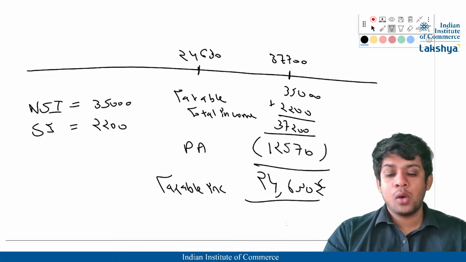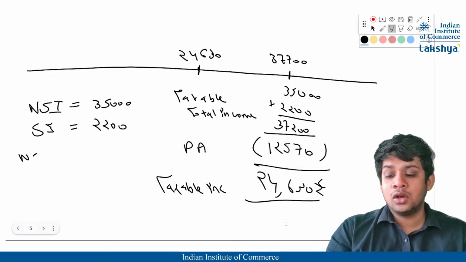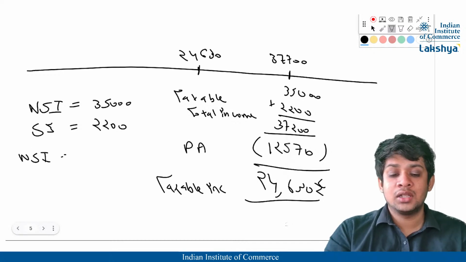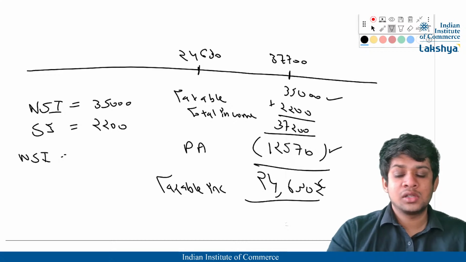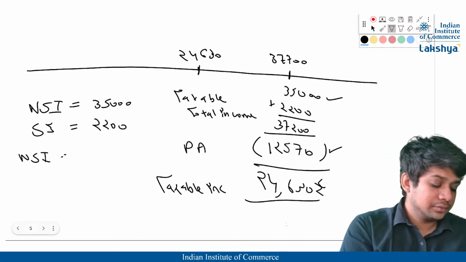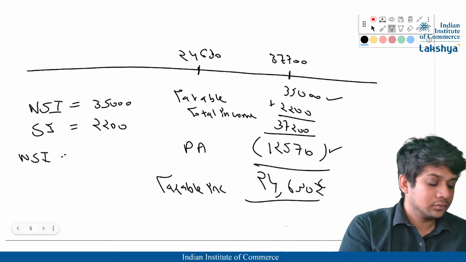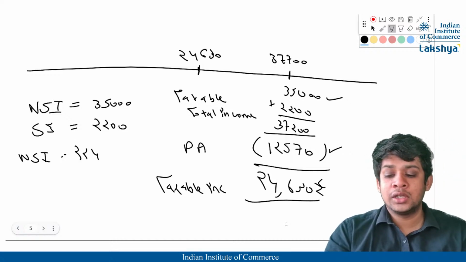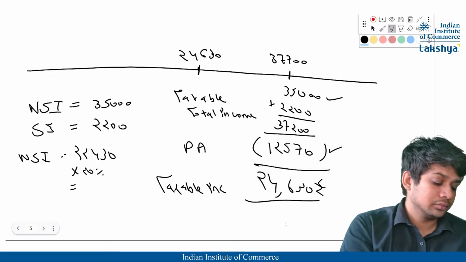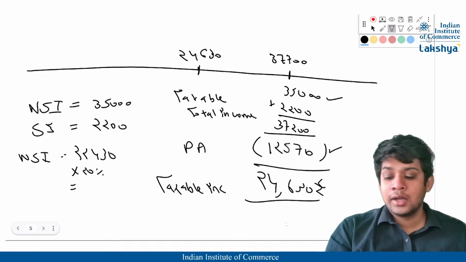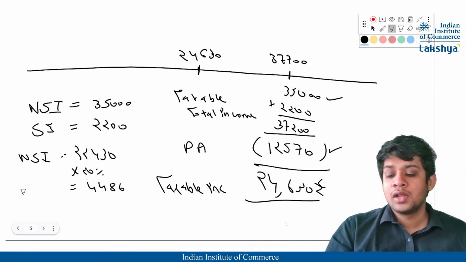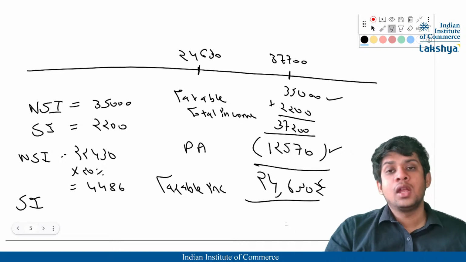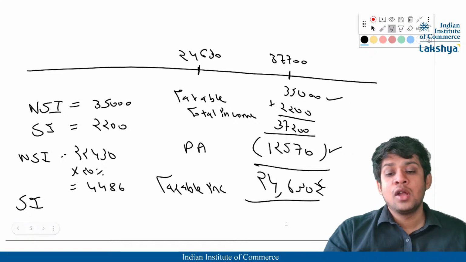Right. So how will it be taxed? Firstly, on the non-savings income, it is nothing but 35,000 minus 12,570. That is 22,430, right? Because I deducted the personal allowance, and this will be charged at 20% tax. That is 4,486.